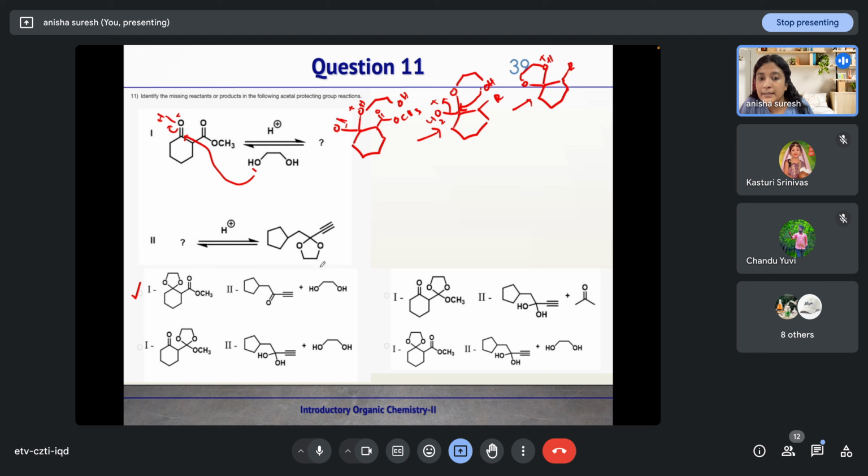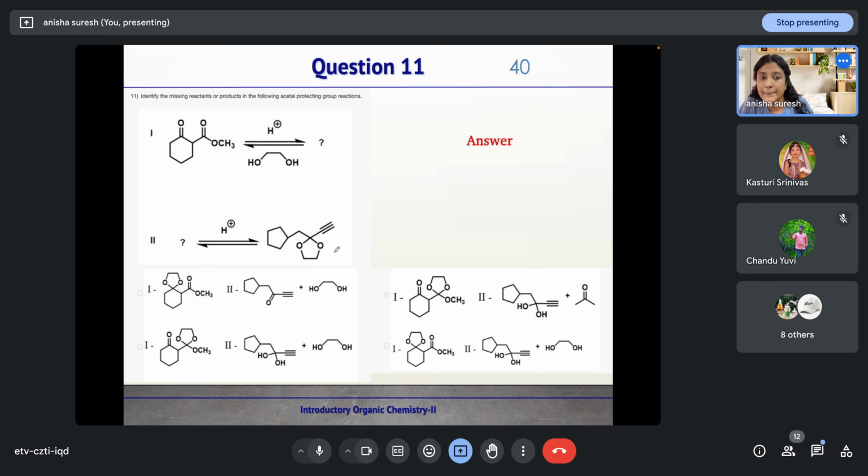Fine. And this is the product that is given. So according to this mechanism, we can trace back to this as the starting material. So here there should be a ketone and then ethylene glycol can be used for this protection. Upon undergoing a similar mechanism, it will lead to formation of this product. Clear? So this is the right answer. Is this clear? Any doubts?